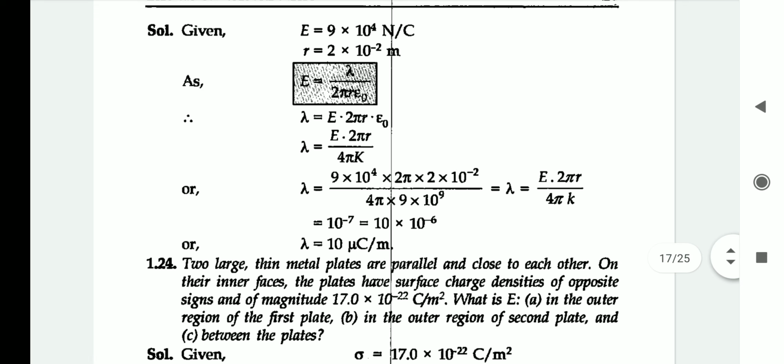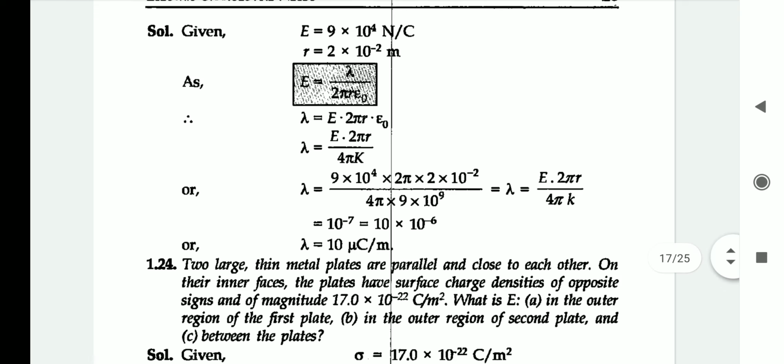Now the next question, the 24th question, is again a direct application of Gauss's law. The question is, two large thin metallic plates are parallel and close to each other. On their inner faces, the plates have surface charge densities of opposite signs and of magnitude 17 into 10 to the power minus 22 coulomb per meter square. Now the question is, what is the electric field? A part is in the outer region of the first plate, the second is in the outer region of the second plate, and the third is between the plates.